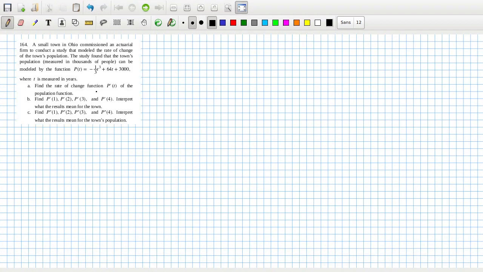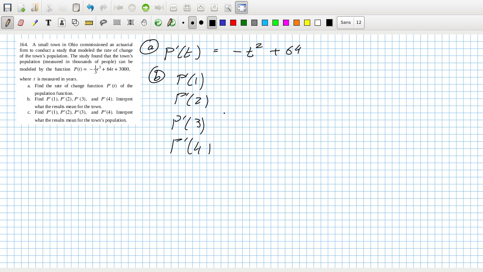Find the rate of change of this here. Okay, that's fine. It's just the derivative. That's minus t squared plus 64. Bring down the power, reduce the power by 1. Yeah, that looks fine.